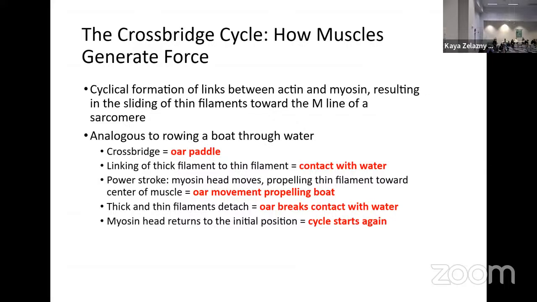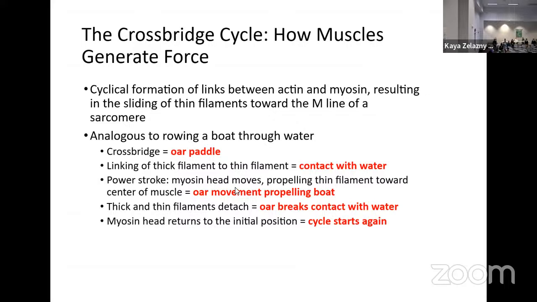Okay. So you can also think about this as rowing a boat through the water. Our cross bridge is our paddle or our oar, right? And we're going to make a step of, our cross bridge is like this. We're going to make contact with the water, and then we're going to push through the water, moving things together. Okay. So we're going to have a paddle. We're going to have to link our things together. So we're going to have to grab hold to the thin filament, to the actin.